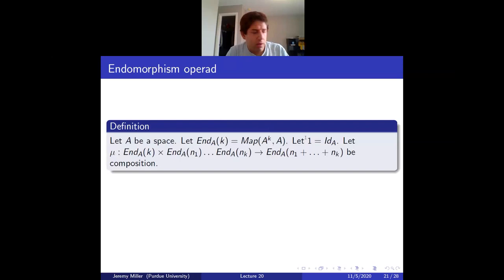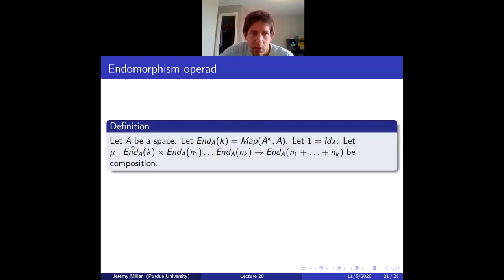Okay, so here's another example. This is sort of a tautological example. If A is a space, then the endomorphism operad of A is just the space of maps from A to the k to A. And we'll let the unit just be the identity map from A to A. And the operad structure map is just going to be obvious composition.